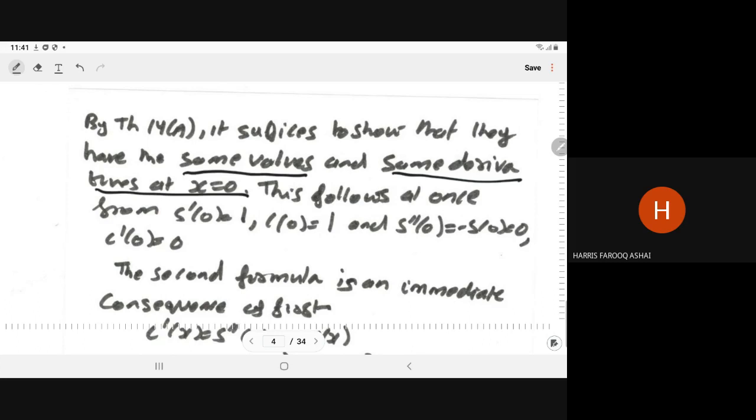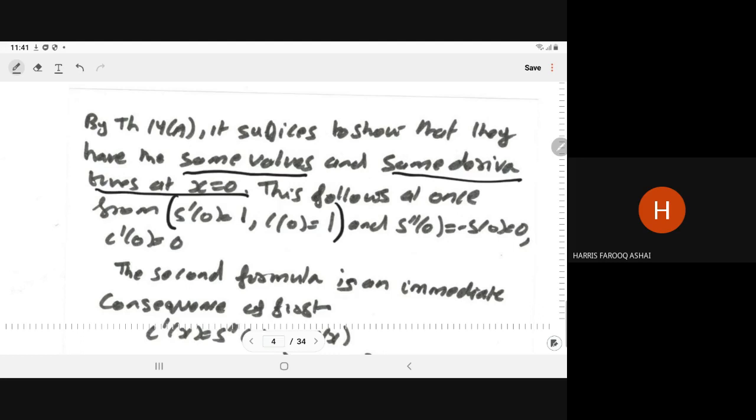In theorem 14, you have studied that under the same initial conditions, we have the unique solution. Now we want the unique solution. It means we will say they have the same initial condition. This follows at once from s dash 0 is equal to 1, c 0 is equal to 1, which means we have the same initial condition.